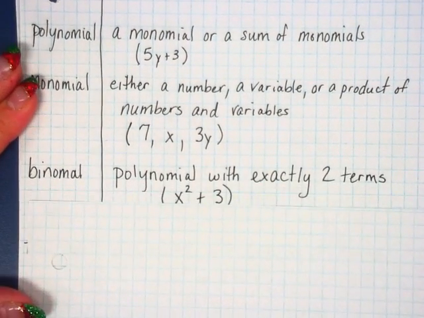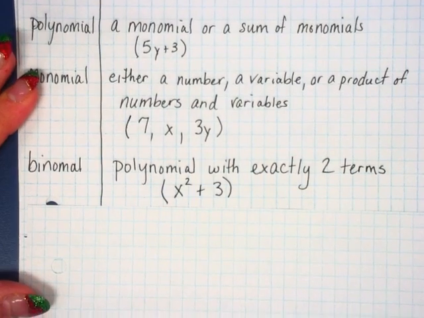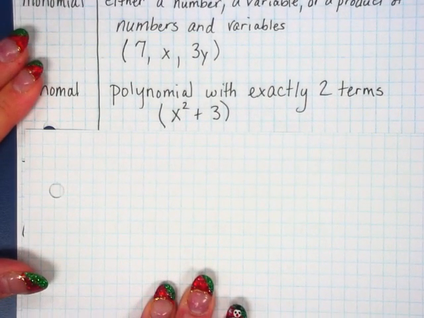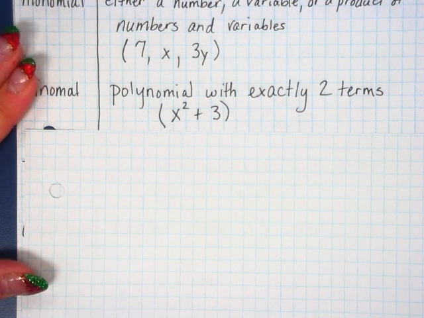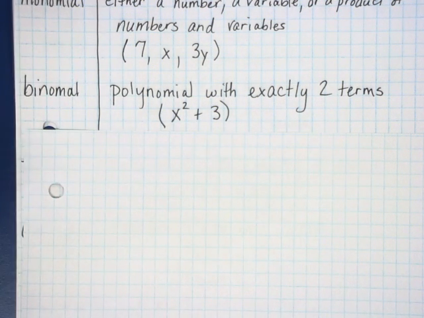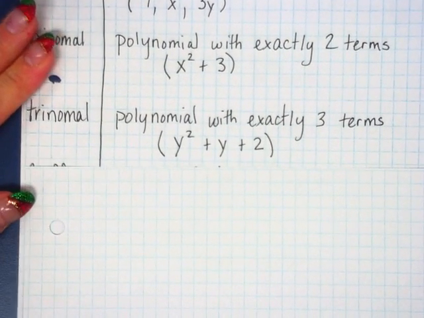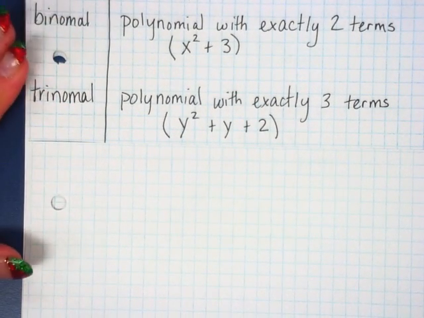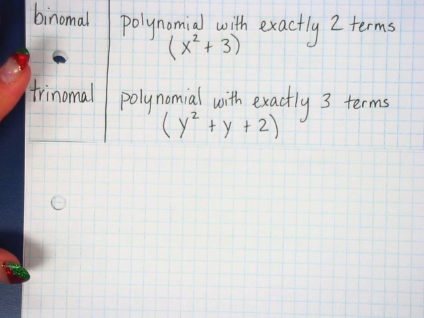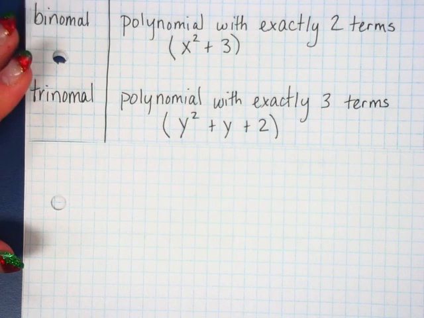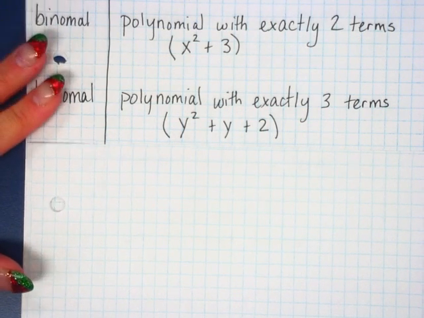A binomial is a polynomial with exactly two terms, x squared plus 3. Remember, the terms are separated by addition or subtraction. A trinomial, again, kind of makes sense, is any polynomial with exactly 3 terms. So y squared plus y plus 2 would be 3 terms.